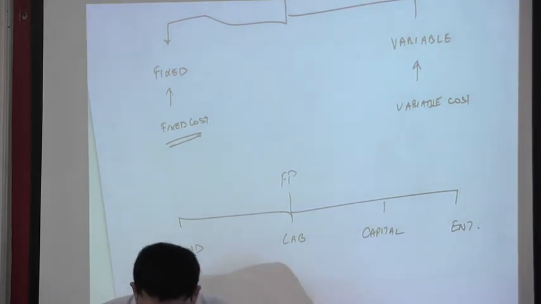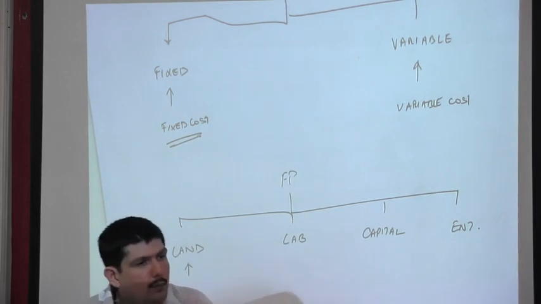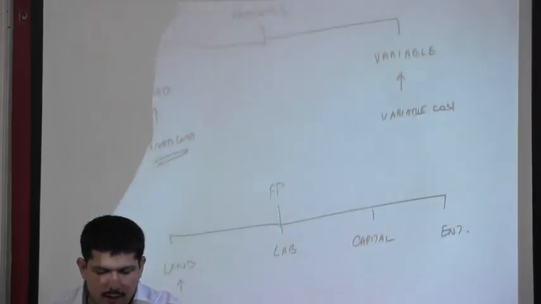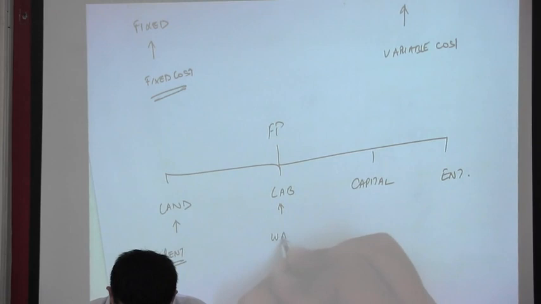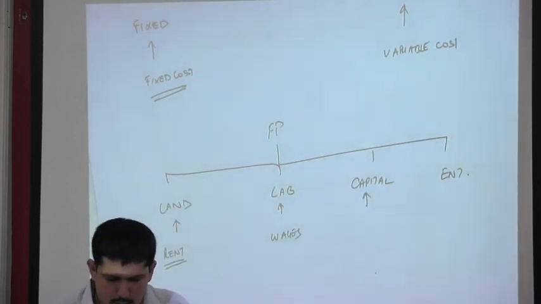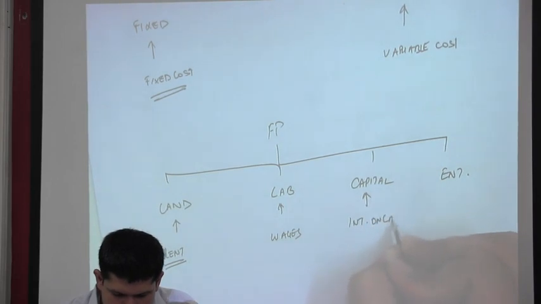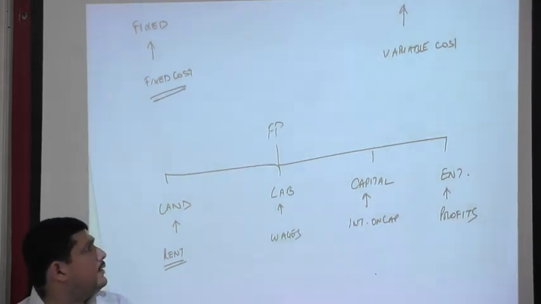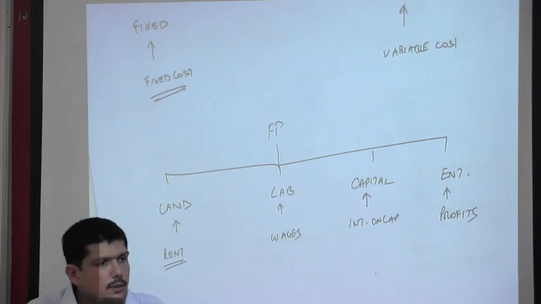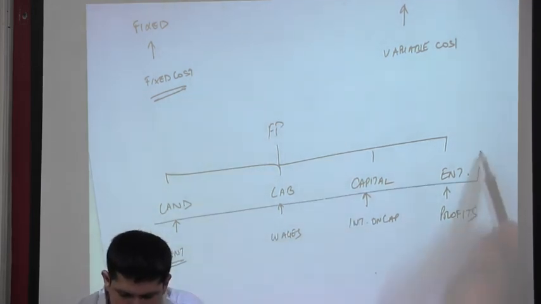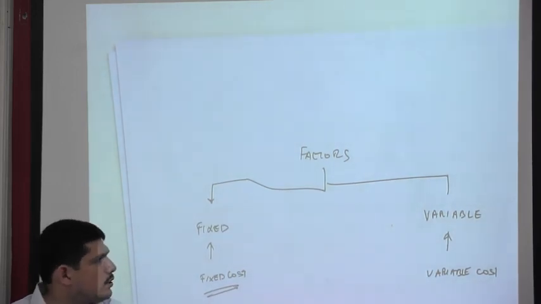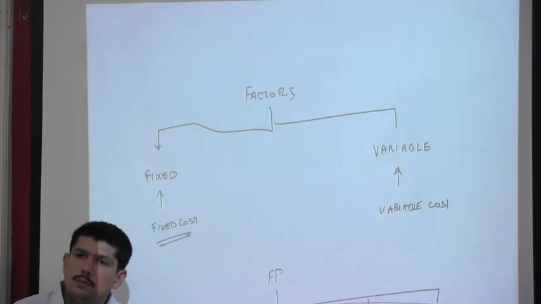So, the reward for land will be rent. Amount of rent which we are paying will be the reward for land. Labor ka reward kya hoga? What would they demand? They would demand wages. Capital ka kya requirement hoga? Interest on capital. And what would the entrepreneur want? Right. So these will be the various rewards to the various factors of production, and because of these rewards to these factors of production, cost will be incurred. And based on the nature of the factor of production, be it fixed and variable, there will be certain fixed costs which will be incurred and there will be certain variable costs which will be incurred, right?